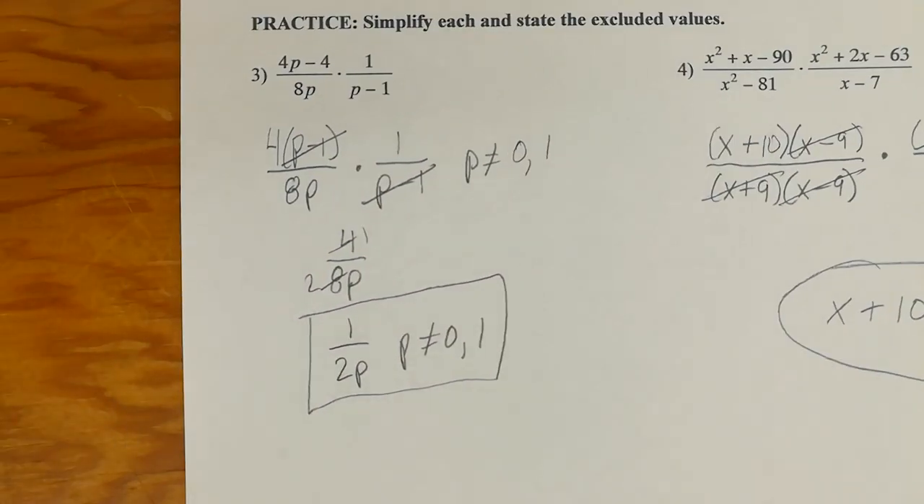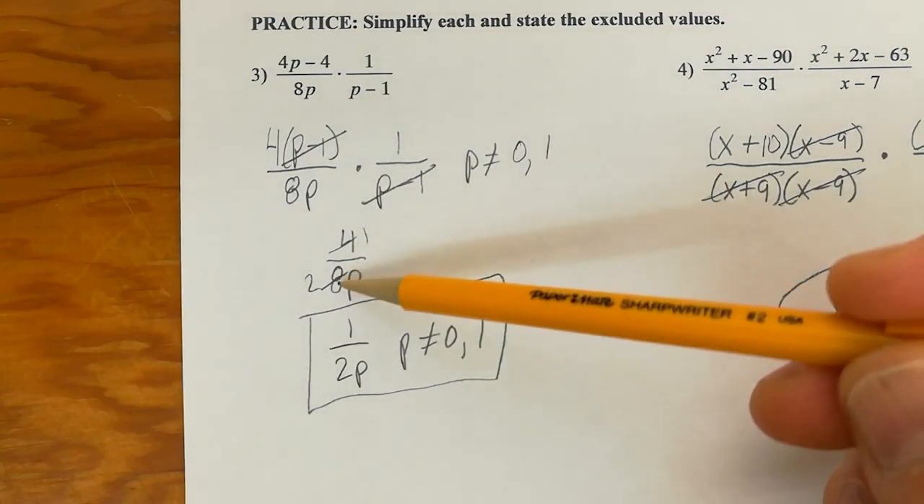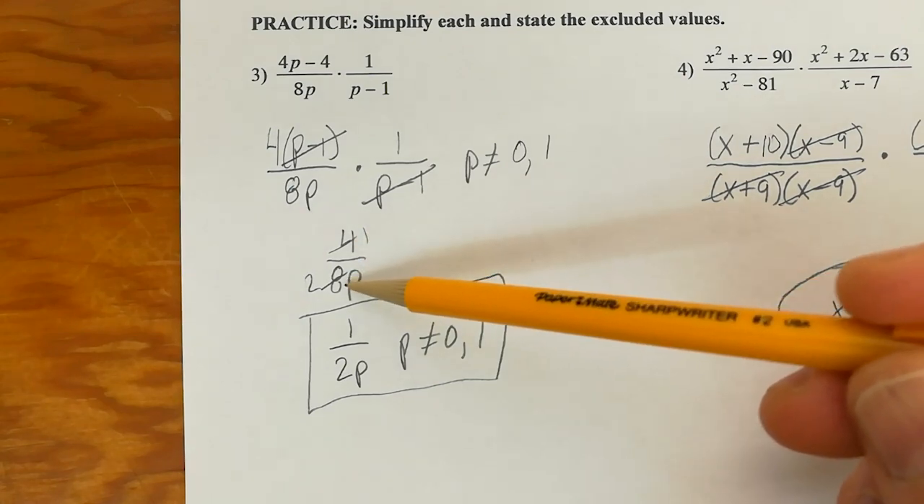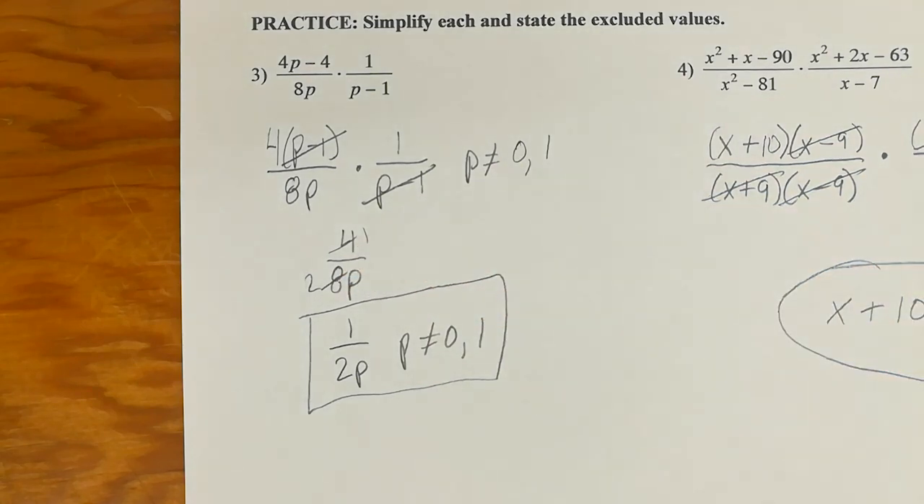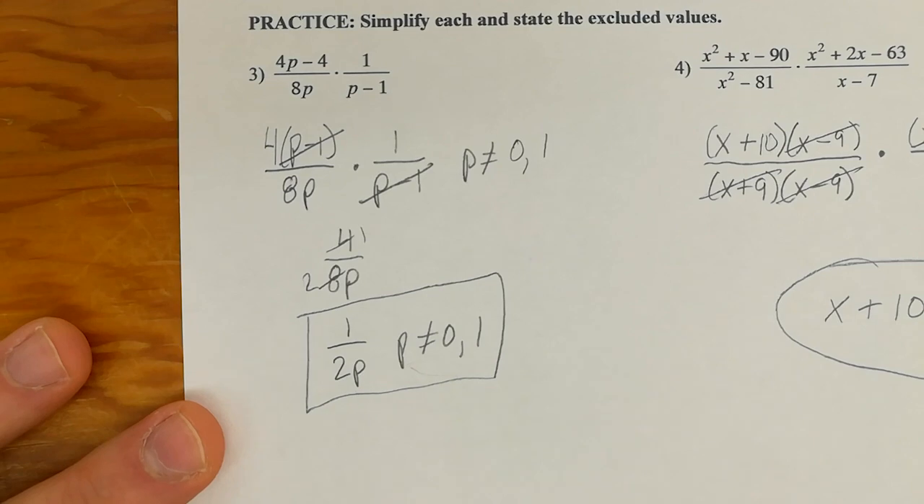All right, so here's what I got on number 3. Don't forget to reduce if you just have numbers involved in multiplication only. We don't have any plus between the 8 and the p, right? So you can reduce that just like you would a regular numerical fraction. So you get 1 over 2p, with excluded values there.